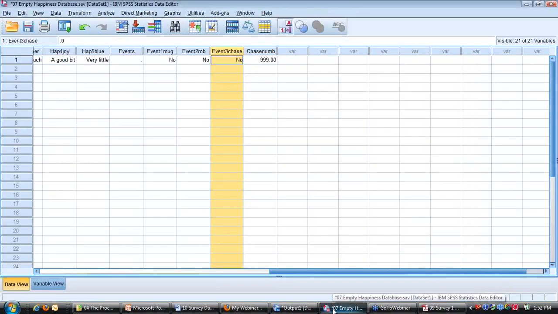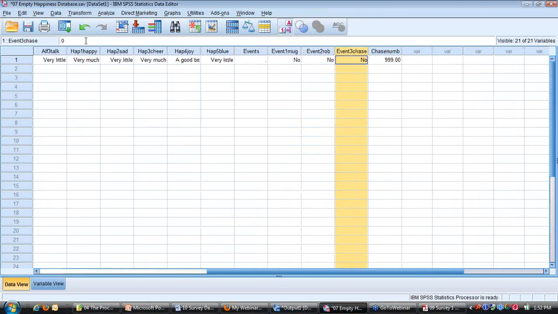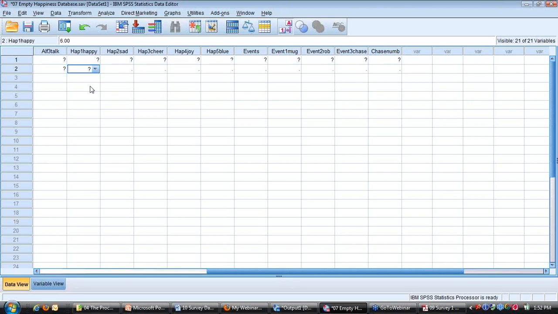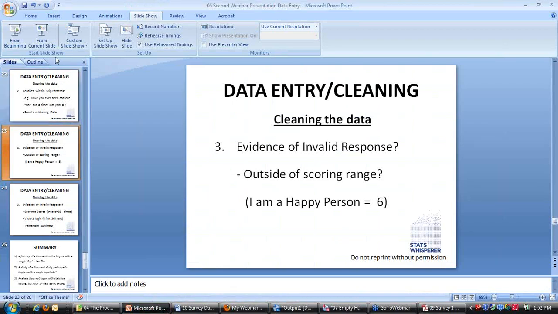So if we look under here, okay, over here, and that's right here, right? Hap1 happy. I am a happy person. So if somebody, it's a 1 to 5 range, right? Remember? 1 to 5. See, 1, 2, 3, 4, 5, right? So if the next case someone puts a 6, right? Then we know that that's an invalid response because it's outside the range of the scores. So we check that out. Then let's get back to our slides.